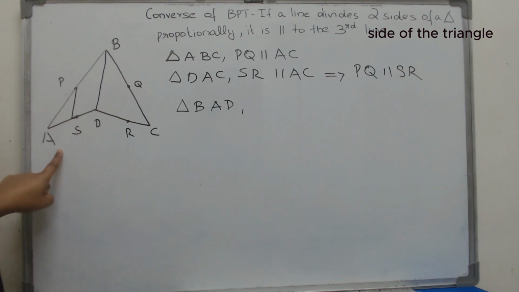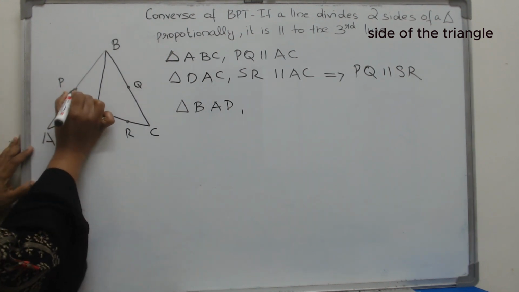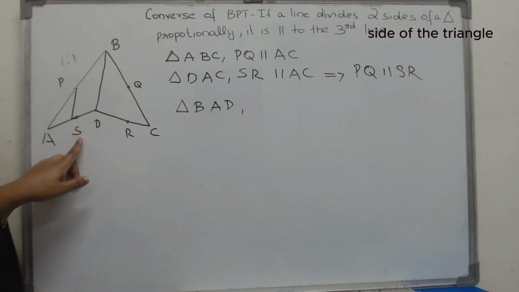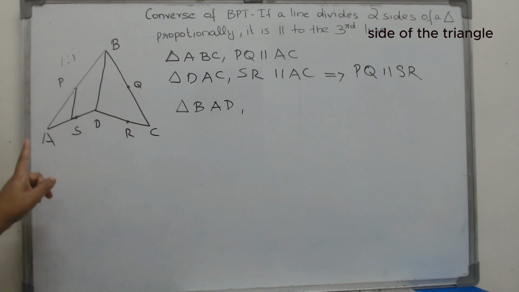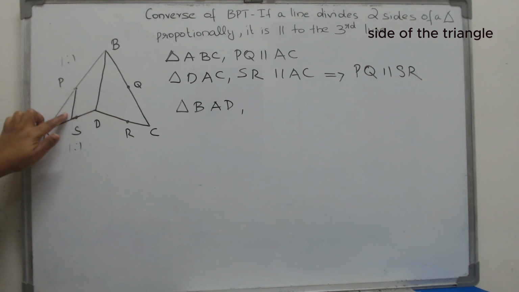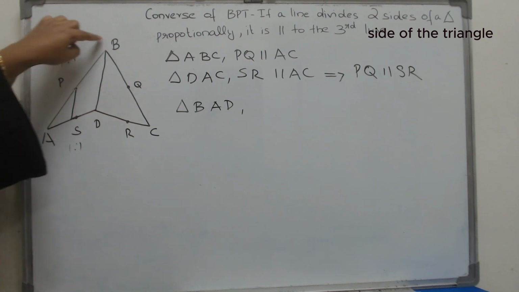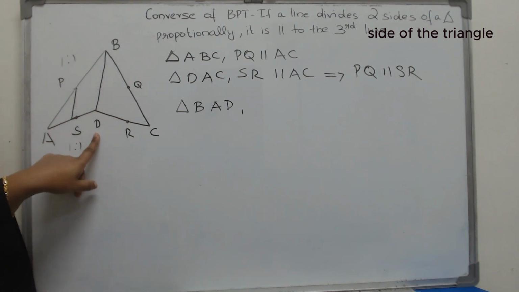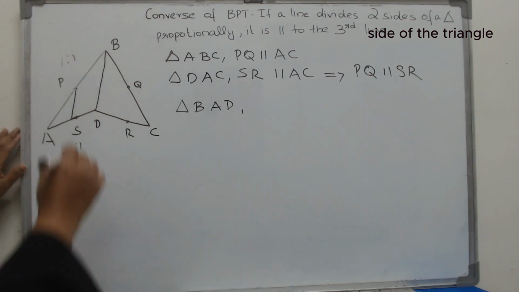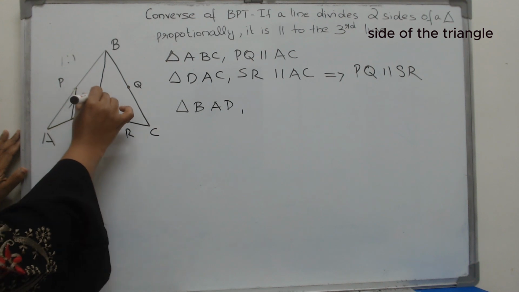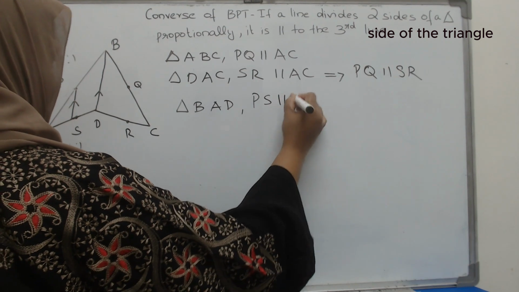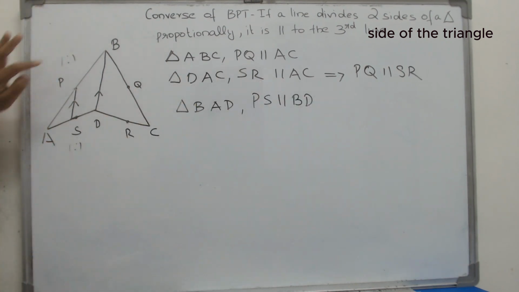Does that line PS divide two sides of this triangle proportionally? Yes, it does. Why is that? P is the midpoint of AB, which means it divides it in the ratio 1:1. S is the midpoint of DA, which means it cuts it in the ratio 1:1. So PS divides AB and AD proportionally, which means what? Apply the converse of the BPT and you know that PS is parallel to BD. Applying the same result, again, now consider a different triangle.